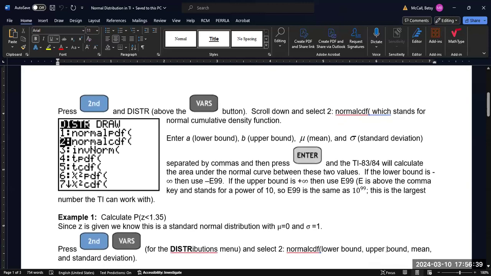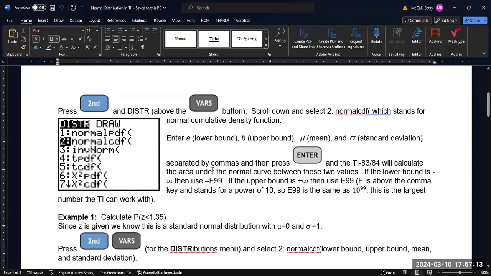Now, in order to get to the normal distribution function, we are going to get into the distribution menu. So we're going to press second and then the vars key. The vars key is the third one down on your screen, the second over from the left, right next to the clear button. You'll see it has distribution above it. So second vars will get you to distributions, and then you will scroll down to get the normal CDF.